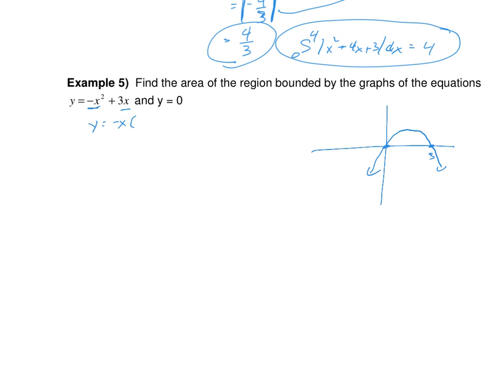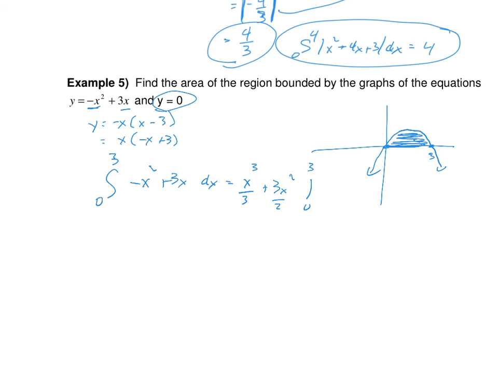If I take out an x, take out a negative x, or if you did not take out a negative x, you took out a positive x, it's going to give you the same result. All right, and they say my second line here is y equals 0, and that is the x-axis. So that tells me I want to start at 0 and I want to finish at 3. And my integrand is the function. So now I'm going to take the antiderivative. I'm going to evaluate between 3 and 0.